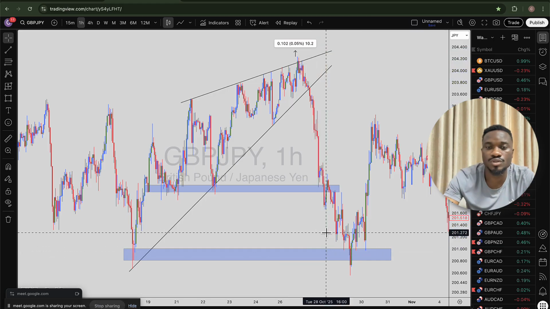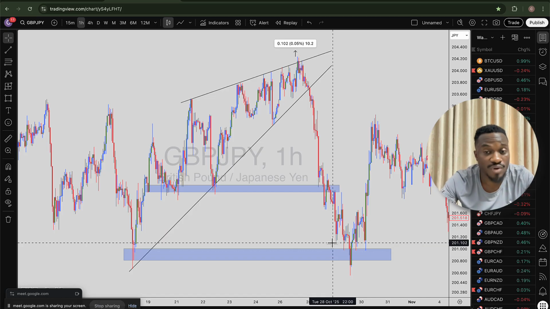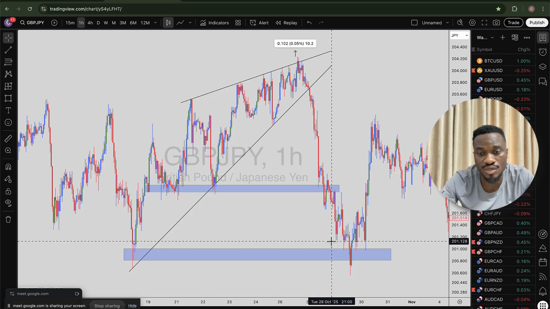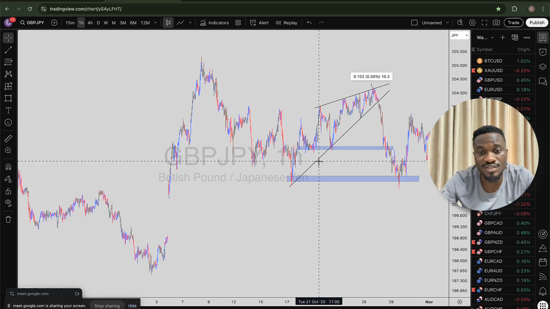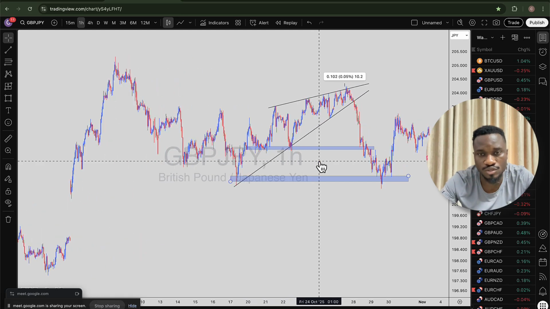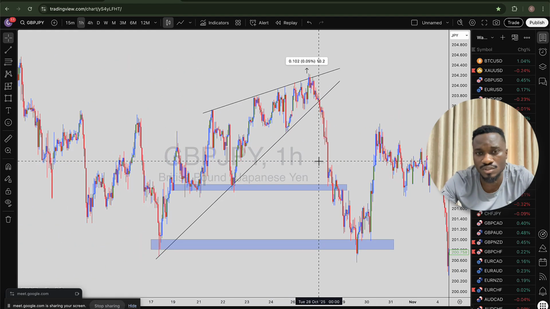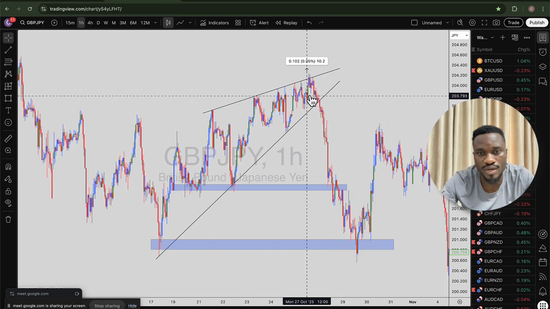So this is how you use the wedge chart pattern, a rising wedge chart pattern rather, to sell, to continue a downtrend market structure or to reverse an uptrend market structure. I love this setup right here.